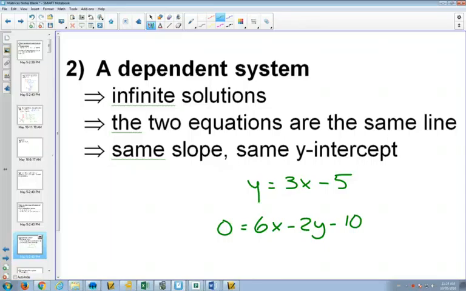Because if you would rearrange this bottom one back to y equals mx plus b, you would get 3x minus 5. So they're the exact same line, and you would get an infinite number of solutions because the two lines would be on top of each other. And no matter what value you put in for x and y, as long as they're on one line, they'll be on the other line as well.